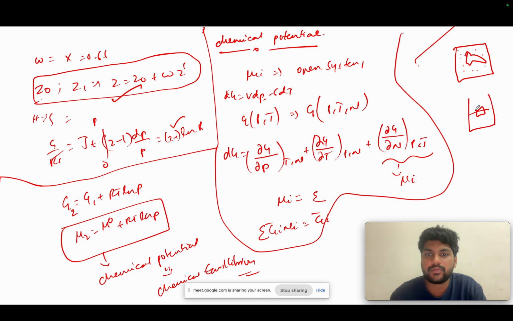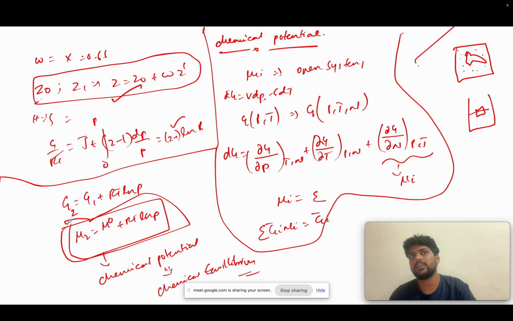These things we will discuss further in the next classes, and how we can derive this formula, how mu2 equals this formula. If I am given two gases, say I have taken two containers, where one has the mixture AB and the other has only A.